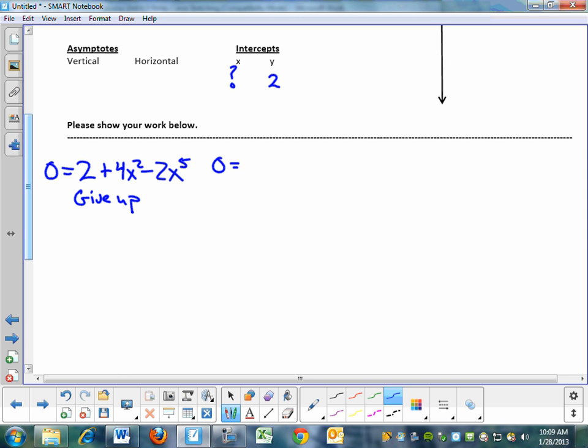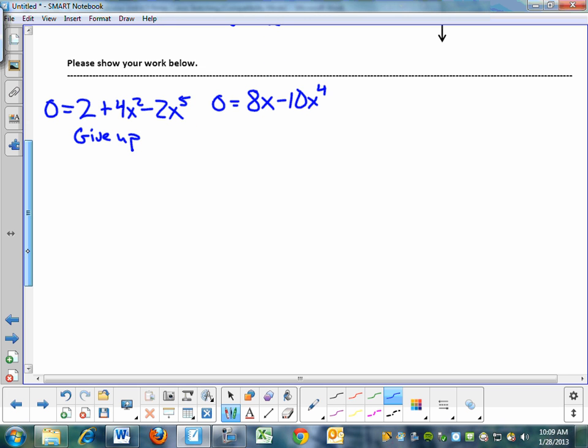We plug in 0 for f prime of x. What is the derivative? Good. 8x minus 10x to the fourth. Is that something that we can solve? We sure can. Let's factor out a 2x. And you're left with 4 minus 5x to the third.